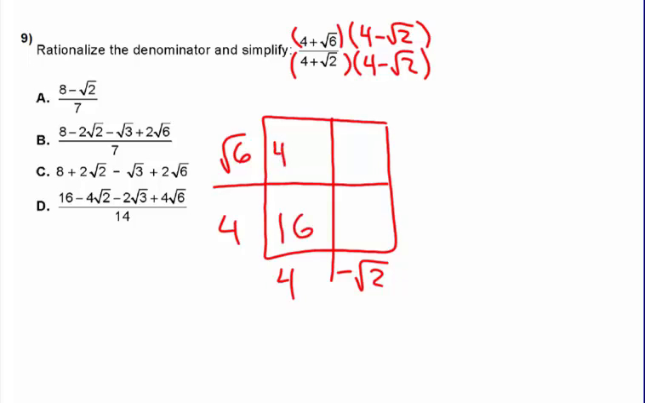So 16, 4 radical 6, negative 4 radical 2, and negative radical 12. But square root of 12 is 4 times 3. So the square root of 4 is 2. So we got negative 2 radical 3 there. Want to make sure you have them simplified.